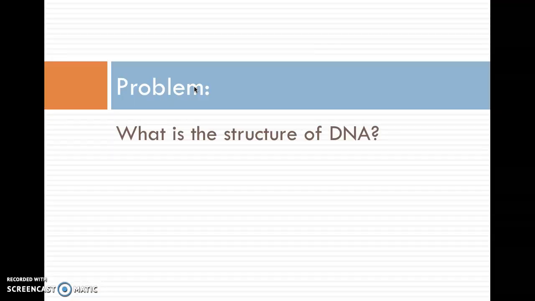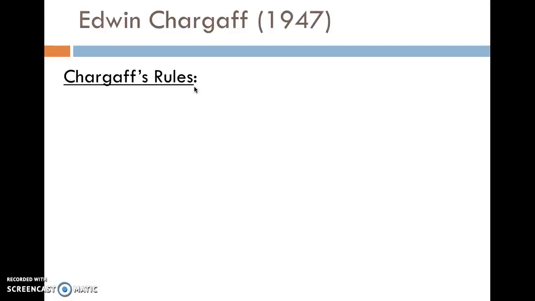Now that it was discovered that DNA is in fact the genetic information, scientists need to figure out what exactly is the structure of DNA. One of the scientists to study DNA is Edwin Chargaff, and he figured out two important rules about DNA.